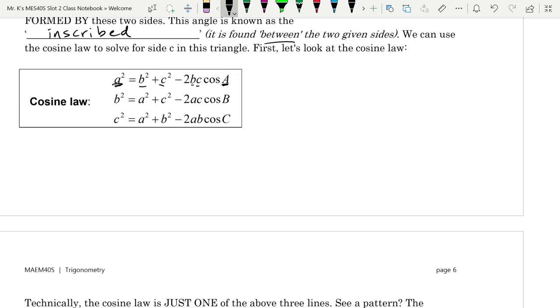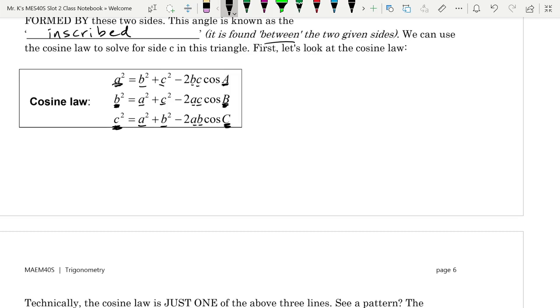If I wanted B, notice it's A and C, the other two sides, and then here they are again, the other two sides, but the B is the opposite side to the side I'm looking for. I should say the opposite angle to the side I'm looking for. Here's the one I'm going to use today for this example. Side C, notice again, angle C is across from it, so C goes in this part of the formula. And then this is A, and this is B, this is A, and this is B.